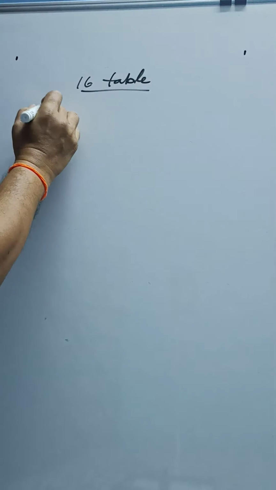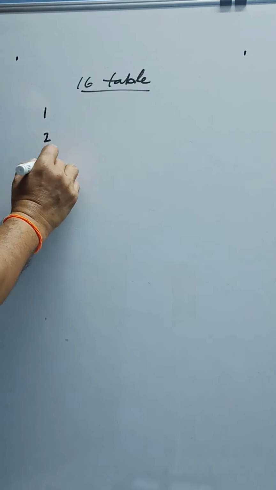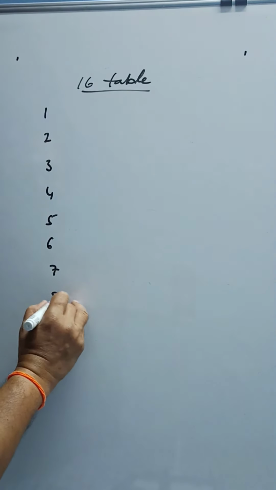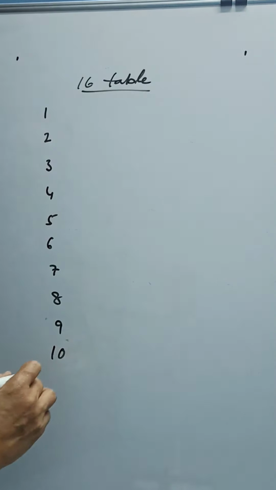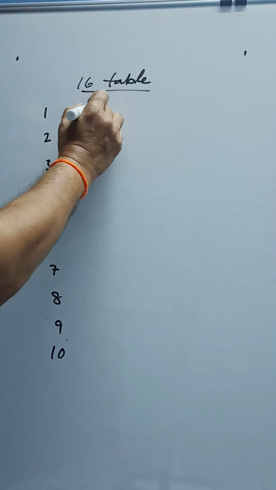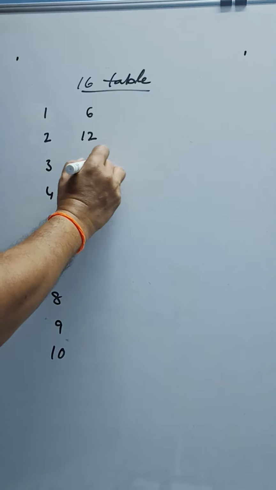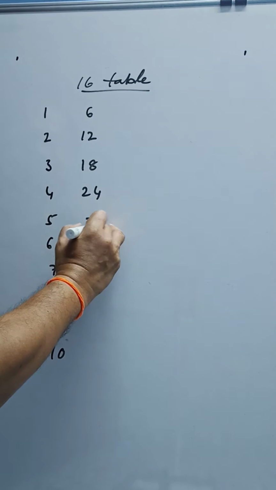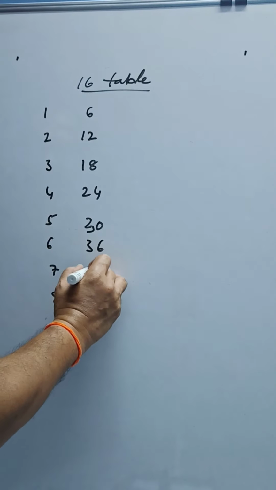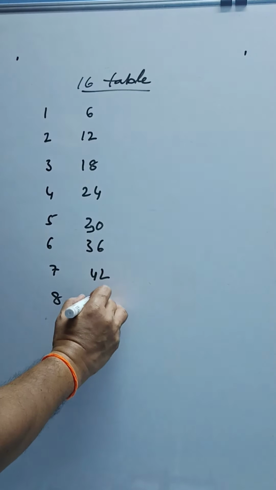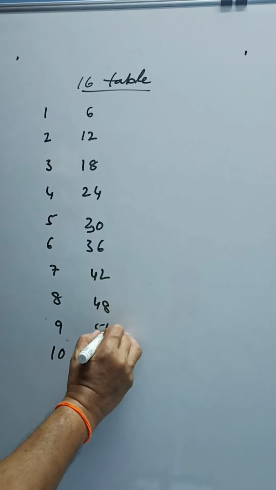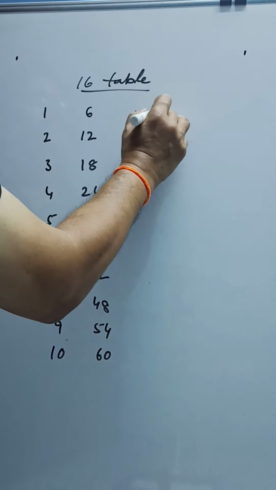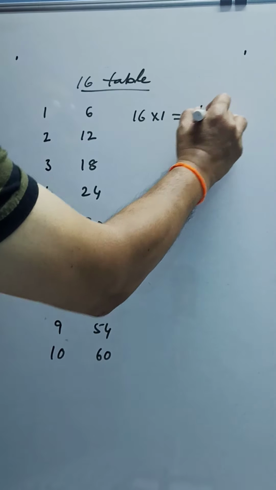Again, we have to write the 1 table and the 6 table. 1, 2, 3, 4, 5, 6, 7, 8, 9 and 10. And writing the sixth table: 6, 6 twos are 12, 6 threes are 18, 6 fours are 24, 6 fives are 30, 6 sixes are 36, 6 sevens are 42, 6 eights are 48, 6 nines are 54, 6 tens are 60. So we will write 16 ones are 1 and 6, 16.